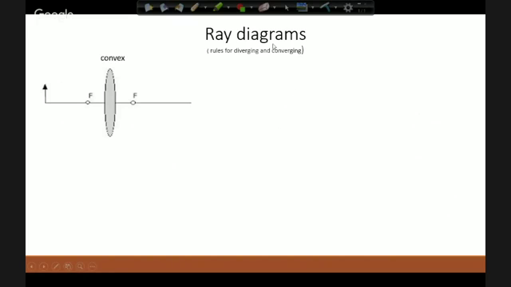Now, I just see a question there from Zoe. No, there's no unit for refractive index, so it's just a number.